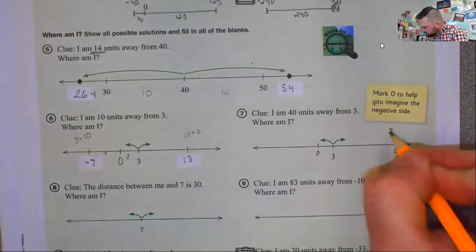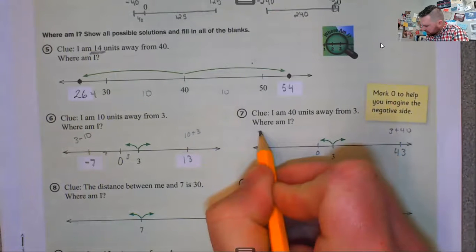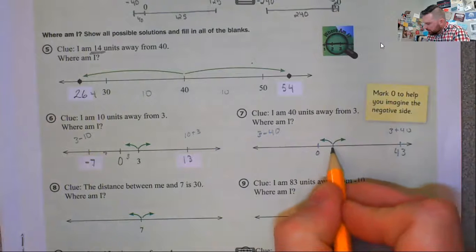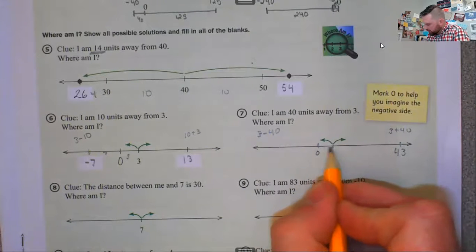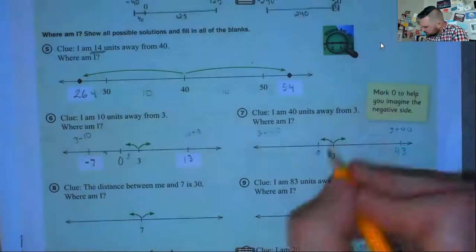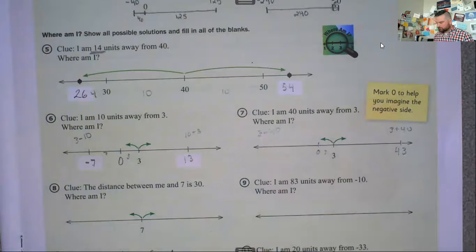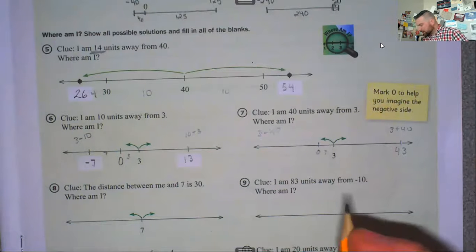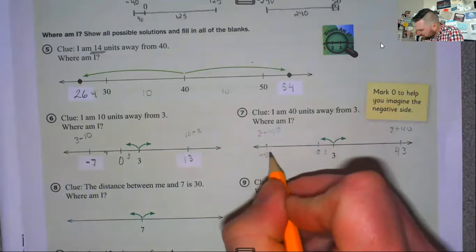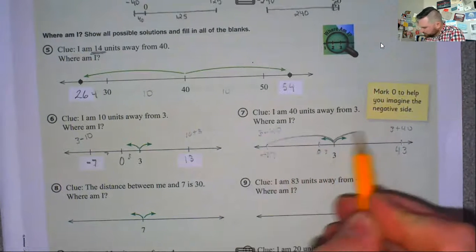That's 3 plus 40. And then on this side, I need 3 minus 40. Well, I'm already at 3 right here, and then I have to go more that way. So this is 3. If you have 40 and you subtract 3, that would be 37. So on this side, you have to go to minus 37. So that's your distance there and there.